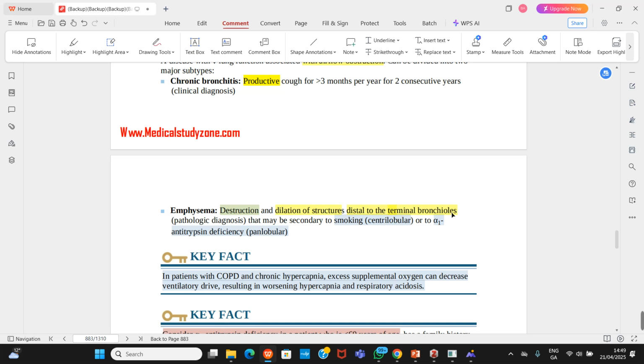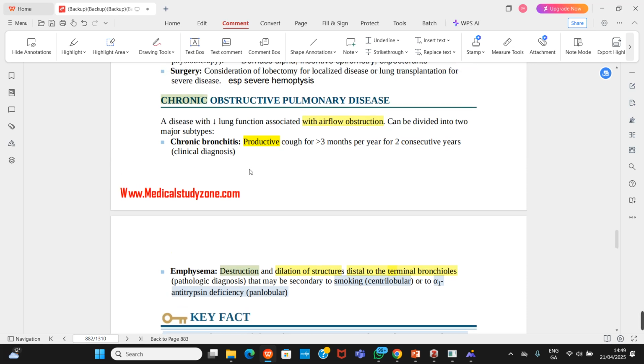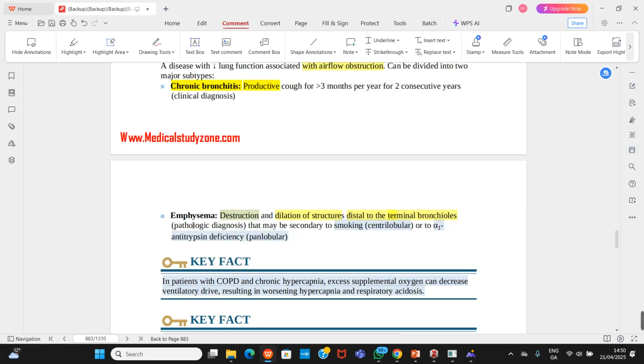There are two major risk factors for COPD: smoking and alpha-1 antitrypsin deficiency. People that smoke can easily develop chronic bronchitis. Usually, they will have chronic bronchitis. People that smoke can have emphysema, and people that have alpha-1 antitrypsin deficiency can also have emphysema. So the major risk factor for chronic bronchitis is smoking. The risk factors for emphysema include smoking and alpha-1 antitrypsin deficiency.